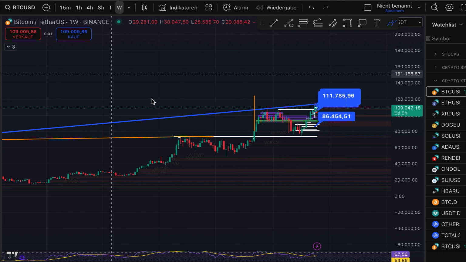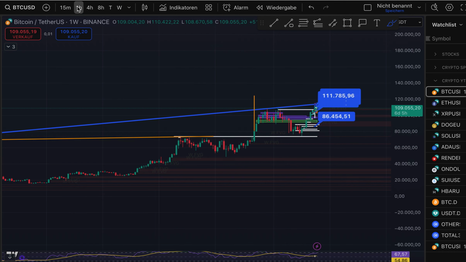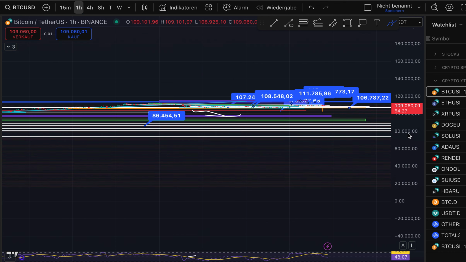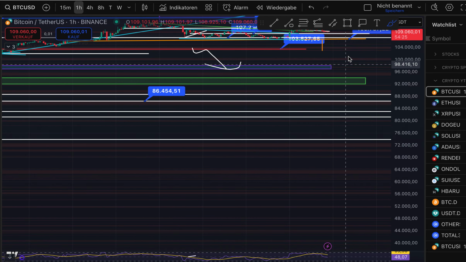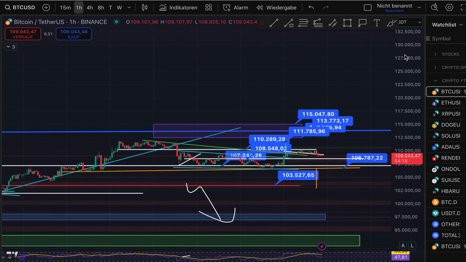This is going to be resistance for sure. This trend line isn't 100% perfect because it is on the weekly chart. We can still make a mistake, which can cause a difference of $1,000 easily.